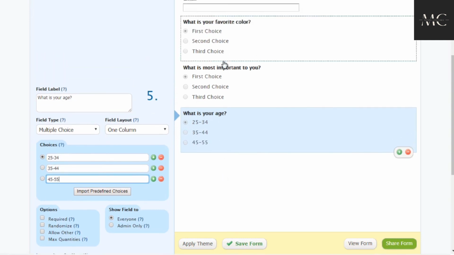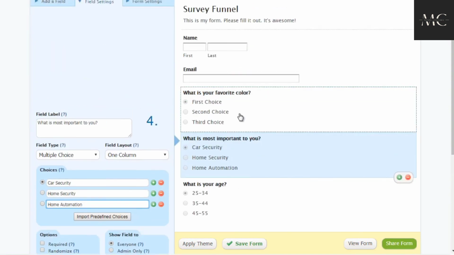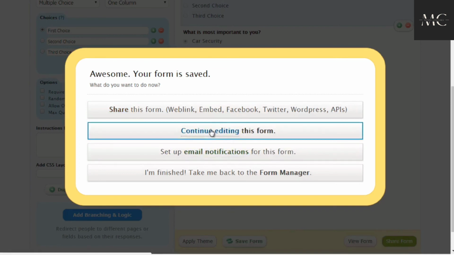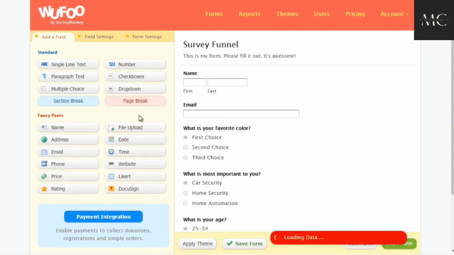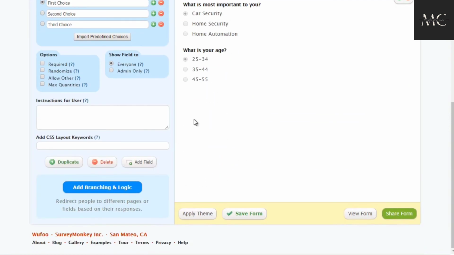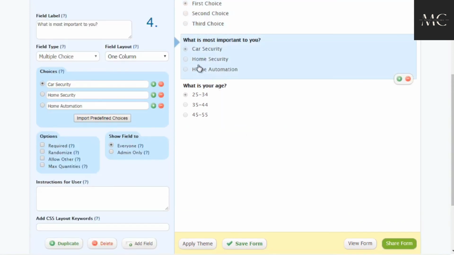And we can see what's most important to you. Security, home security, we could say car security. Click on save. Now, here's where it gets interesting. Based on what they enter here, we could actually bring them to a different location.